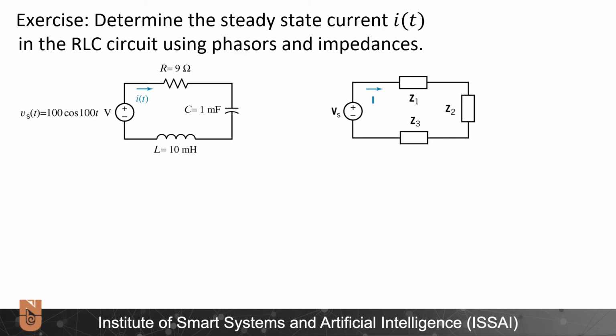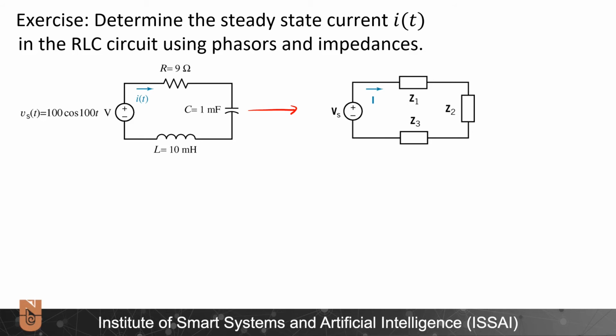So now we need to determine the steady state current IT in the RLC circuit using phasors and impedances. Please remember, if you would not have used phasors and impedances, we would have solved this question using second order differential equations, and it would not be easy. So therefore we are using phasors and impedances today by transforming the circuit to the frequency domain.